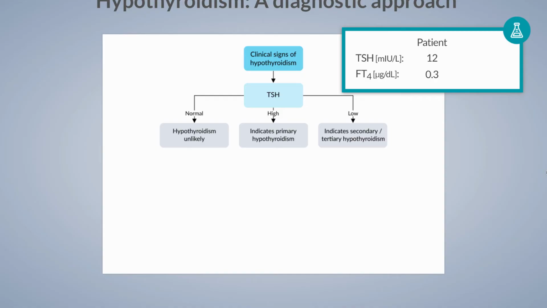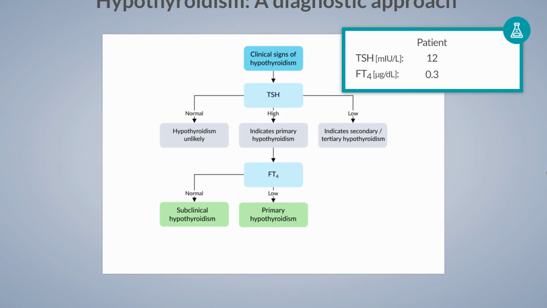The next value to look at is FT4, free thyroxine. A high TSH and normal FT4 indicates subclinical hypothyroidism, a condition in which the thyroid gland recognizes thyroid hormone deficiency, resulting in an increased TSH. However, FT4 levels have not yet decreased. On the other hand, decreased FT4 levels suggest a relevant deficiency in thyroid hormones and is classified as primary hypothyroidism.